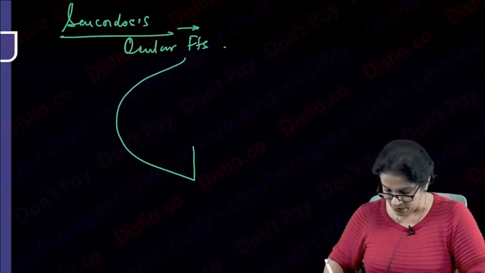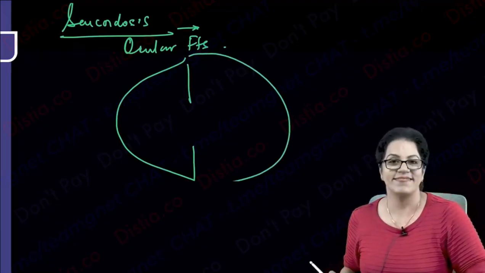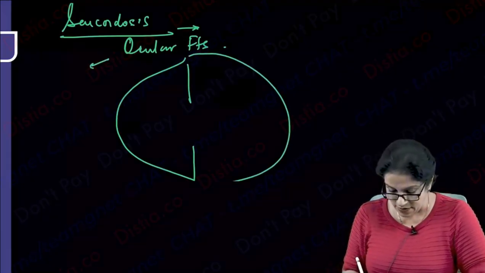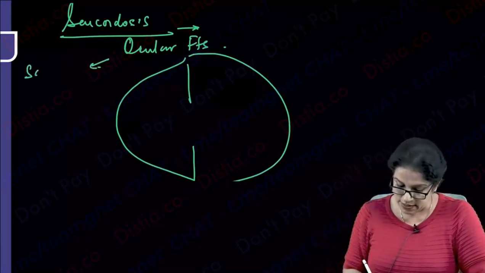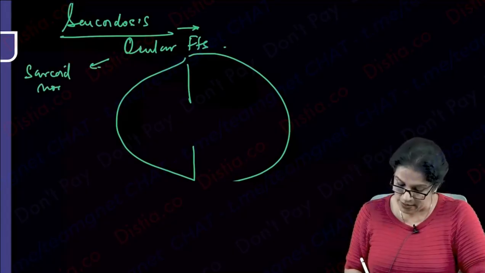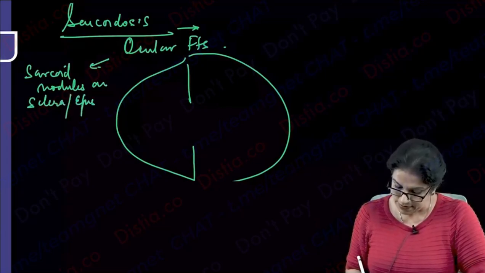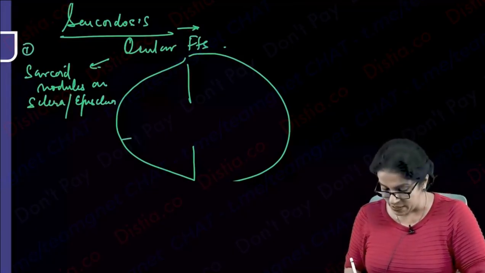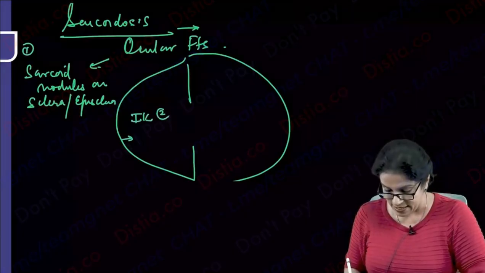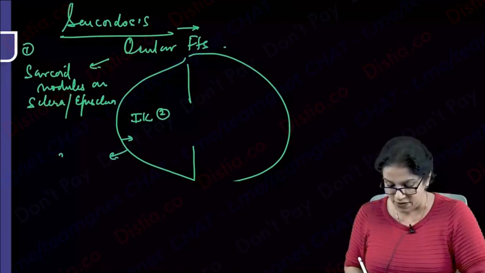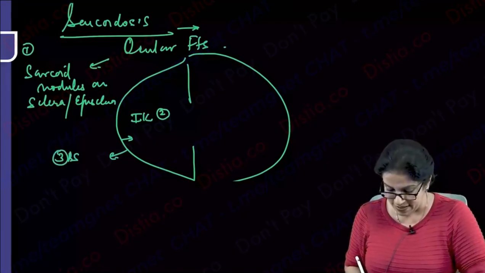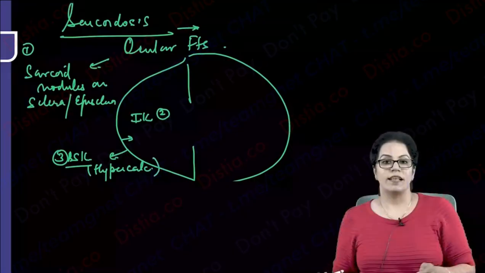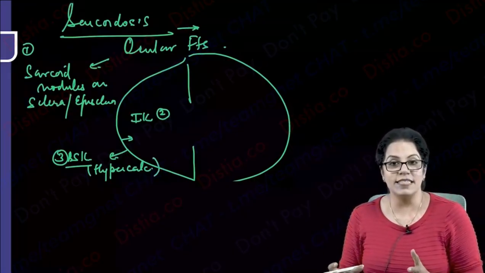whenever we are trying to enumerate ocular features, we make a diagram, isn't it? So you can start with writing, think outside. It starts with sarcoid nodules. These are granulomatous nodules on sclera and episclera. Number 1. Then if you remember your cornea chapter, it can lead to interstitial keratitis. And it can also be a cause of, we have learned this, band-shaped keratopathy because of hypercalcemia. It's always good to learn it together. And then after this, what else?